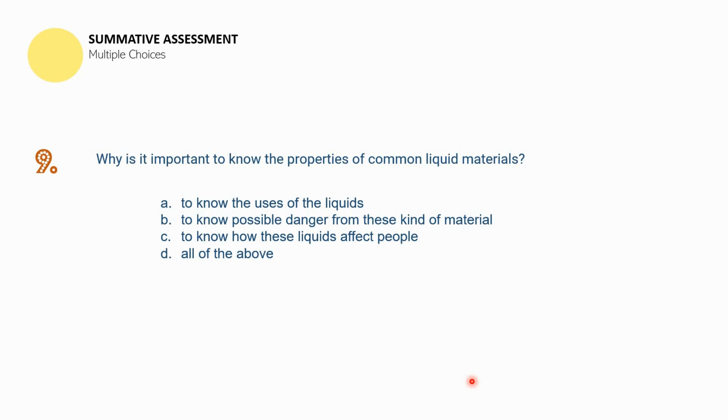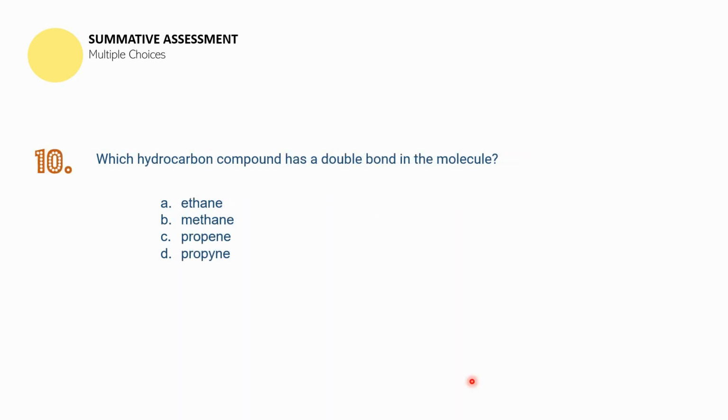If you have decided to continue, let us proceed with question number 10. Question number 10, if I'm not mistaken, is the last question. I am not sure though. Okay, so which hydrocarbon compound has a double bond in the molecule? A. Ethane, B. Methane, C. Propene, or D. Propane. Pause this video if you need more time.